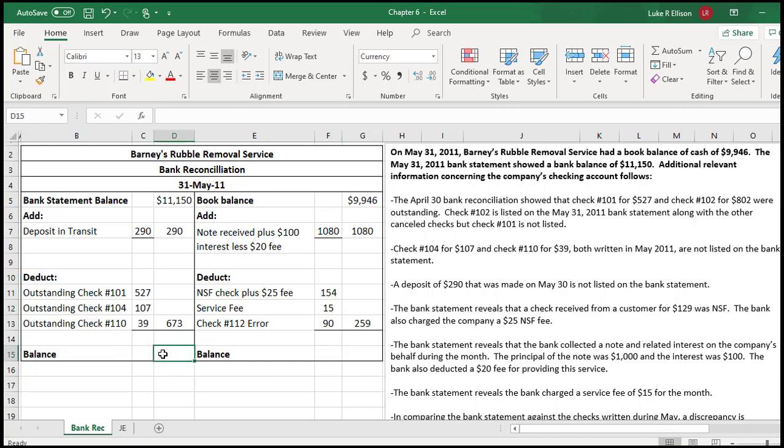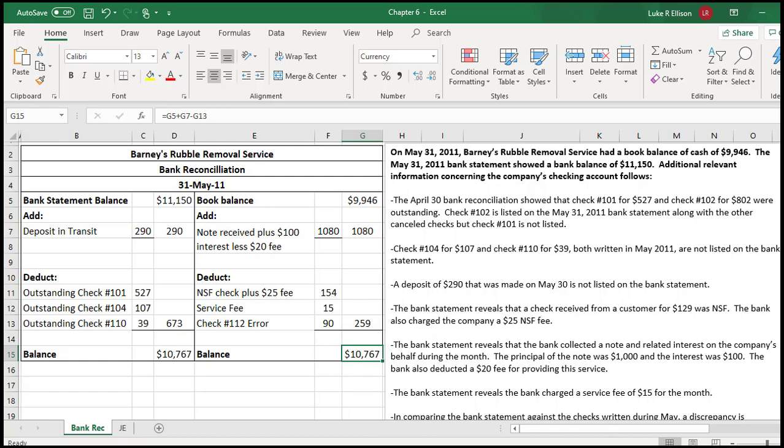And then to find your balance, you take the original amount, so starting on the bank side, 11,150. We add the deposits in transit, and then we subtract all of these deductions, the outstanding checks, and get a balance of $10,767. Now hopefully we match that when we do the addition over here. So we have 9,946 plus 1,080 minus 259 gives us 10,767.